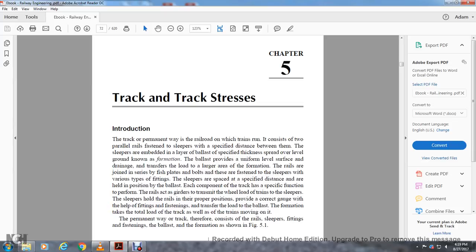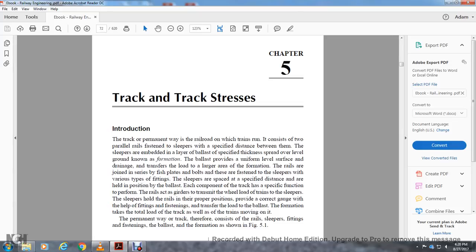Each component of the track has a specific function to perform. The rails act as girders that transmit the wheel load to the sleepers. The sleepers hold the rails in proper position, provide the correct gauge, and, with the help of fittings and fastenings, transfer the load to the ballast. The formation takes the total load of the track as well as the trains moving on it.